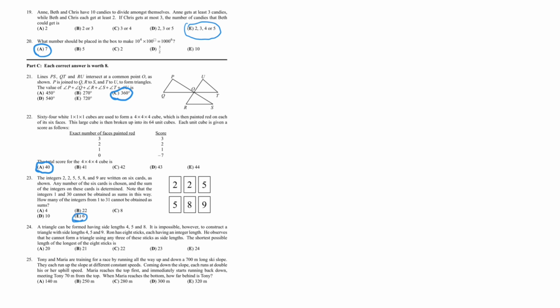Number 24. A triangle can be formed having side lengths 4, 5, and 8. It is impossible, however, to construct a triangle with side lengths 4, 5, and 9. Ron has 8 sticks, each having an integer length. He observes that he cannot form a triangle using any 3 of these sticks as side lengths. The shortest possible length of the longest of the 8 sticks is?